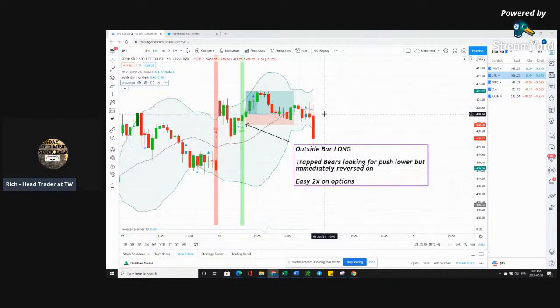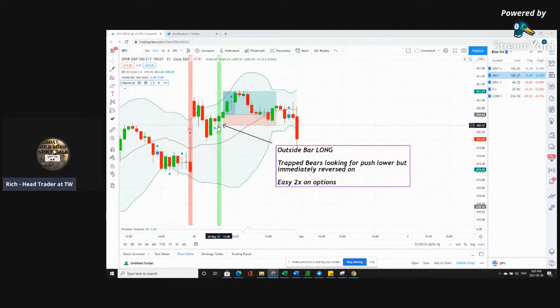Anyways, the outside bar is a very special bar because what it means is the high and the low of the bar breaks the previous bar, right?